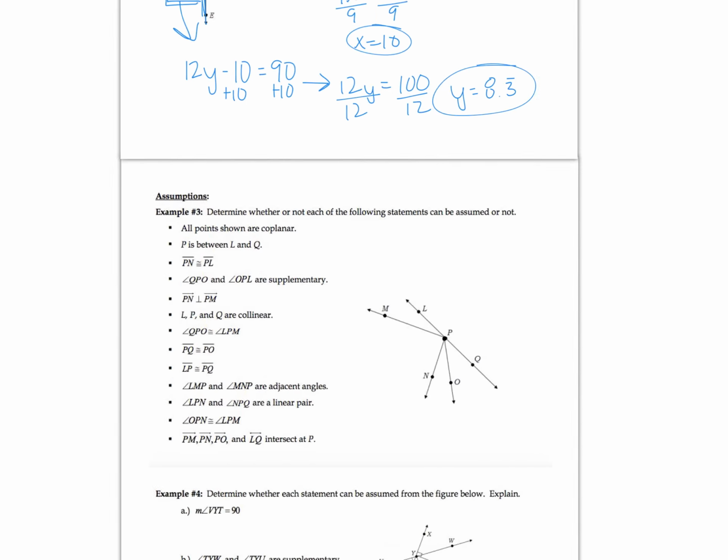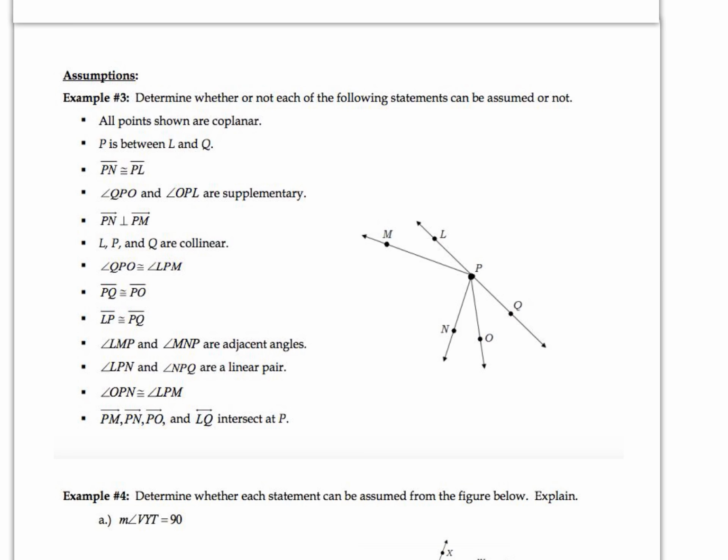All right, we're on our last page. Hang in there. Assumptions. So we need to determine whether these bullet points listed below are something we can assume or we can't. So we're going to write yes or no for whether we can or cannot assume.